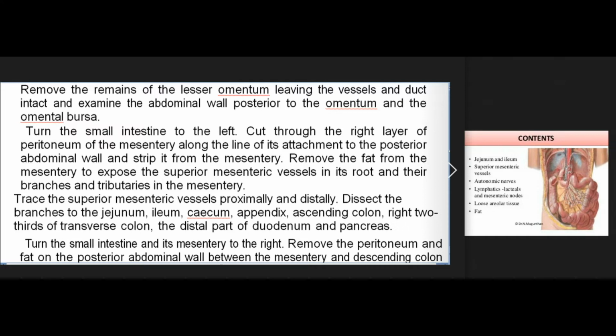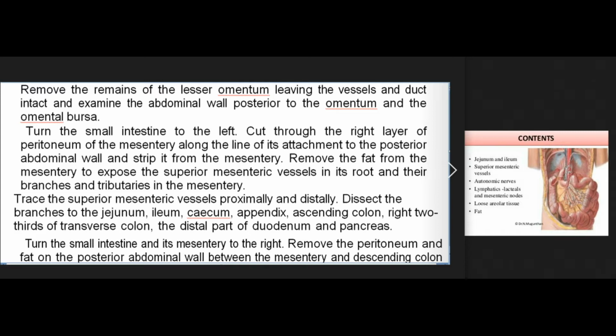Remove the fat from the mesentery to expose the superior mesenteric vessels in its root and their branches and tributaries in the mesentery. Trace the superior mesenteric vessels proximally and distally. Dissect the branches to the jejunum, ileum, cecum, appendix, ascending colon, right 2/3 of transverse colon, the distal part of duodenum and pancreas. Turn the small intestine and its mesentery to the right.